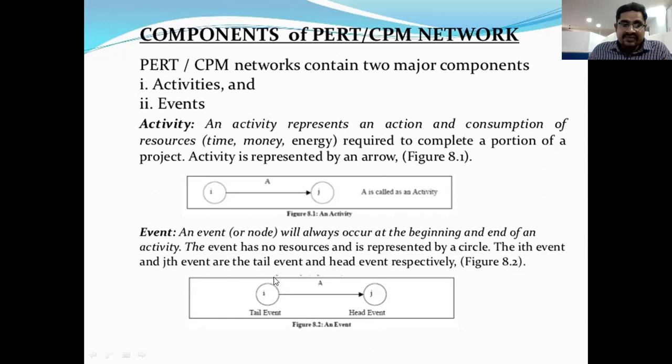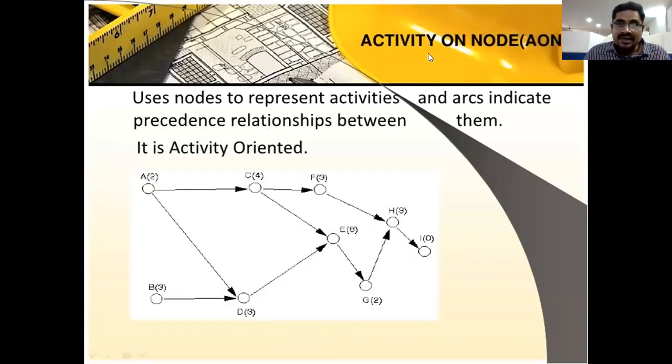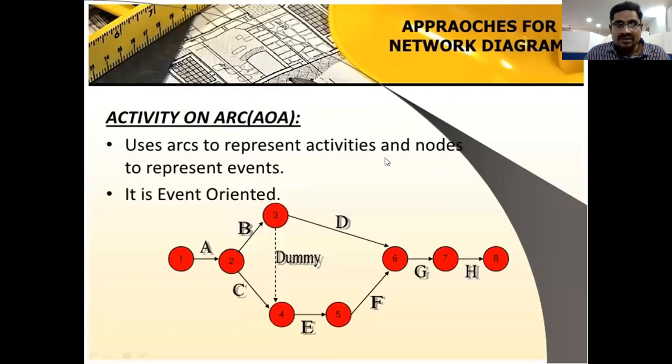So this event-based network diagram is called PERT, program evaluation review technique. But the activity-based network diagram is called CPM, critical path method. Now coming to other methods, we have activity on arc, and next we have activity on node. These are the two methods. First, the AOA method, activity on arc.